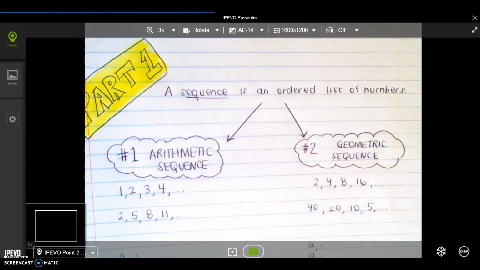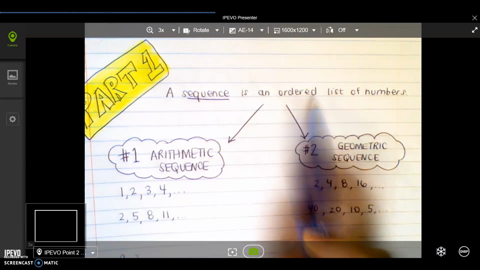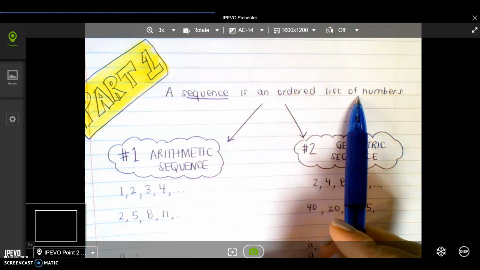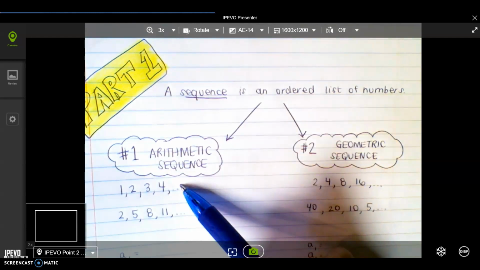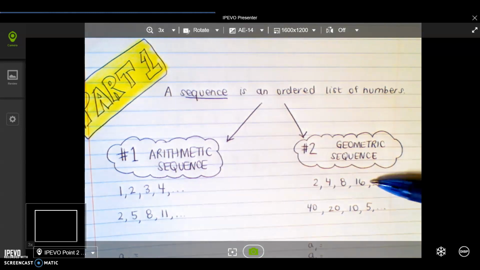Identify the difference between arithmetic and geometric sequences. We're going to start with some vocab. So what is a sequence? A sequence is just an ordered list of numbers. So 1, 2, 3, 4, that's a sequence. 2, 5, 8, 11, that's a sequence. 2, 4, 8, 16, that's a sequence. 40, 20, 10, 5, that's a sequence.